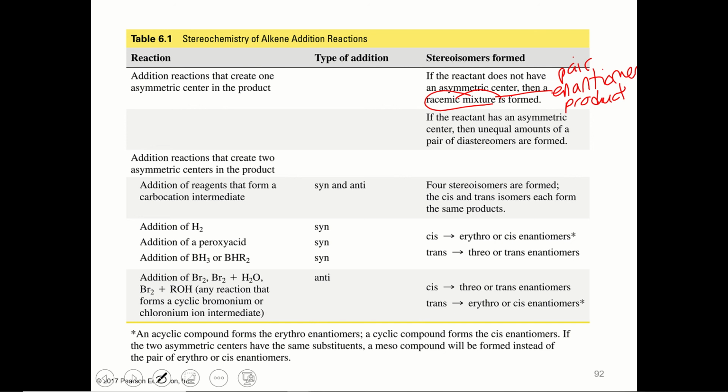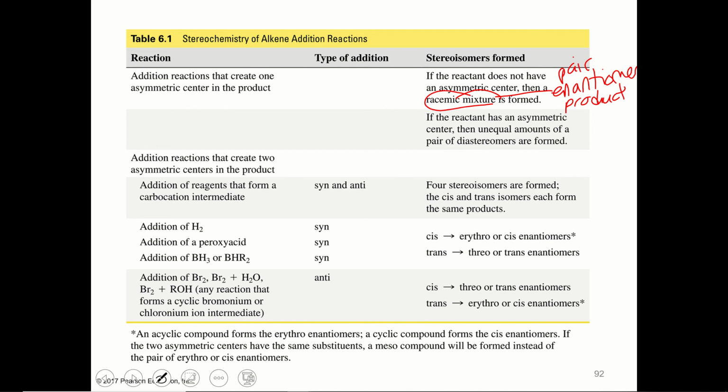Addition reactions that create two asymmetric centers in the products. Here are the possible outcomes. The addition of reagents that form a carbocation intermediate. In this case, for when we create the two new asymmetric centers, we can have both syn and anti-addition to both asymmetric centers, and that results in 4 stereoisomers formed. Both cis and both trans isomers of the products.